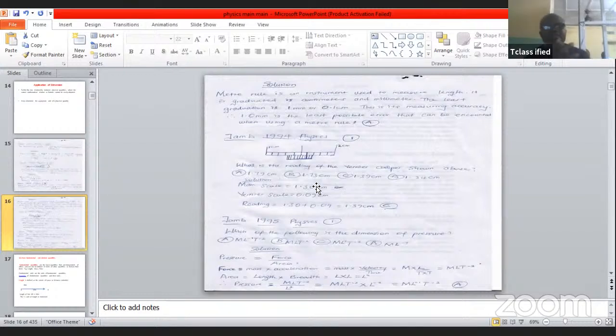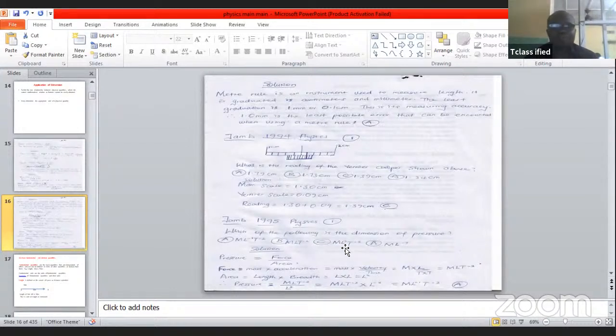So it's normally the same way. You can see that there is similarity in measurement using the vernier caliper and using the micrometer screw gauge. You get first the measurement on your main scale, then add up what you have on your vernier scale, and that gives you the answer. Okay, so now let's look at the last question for today.